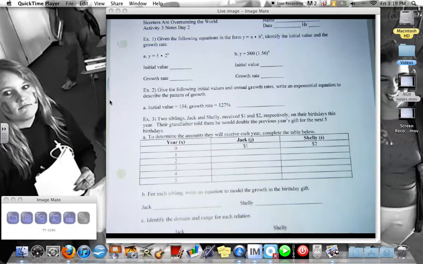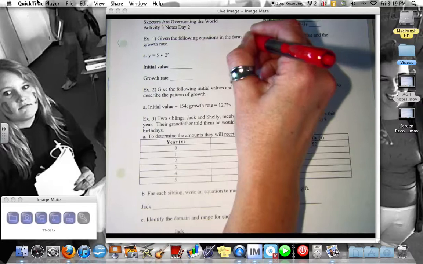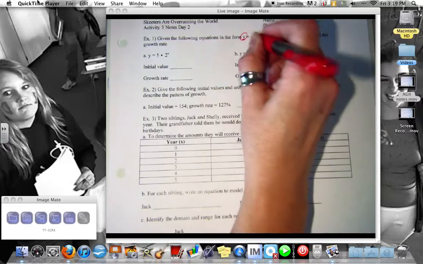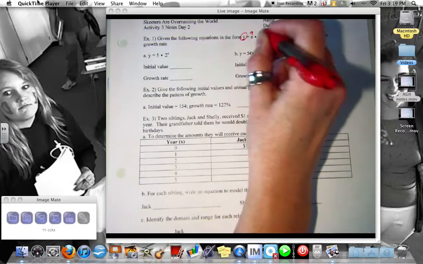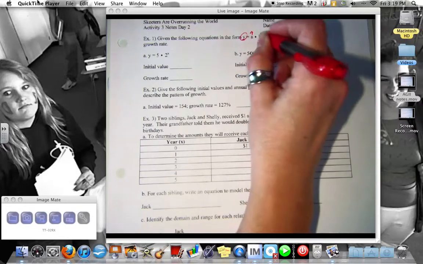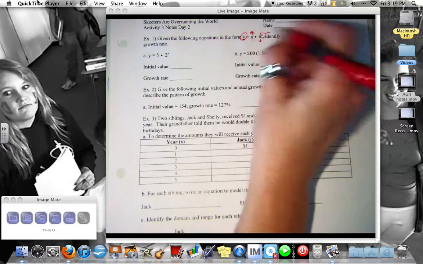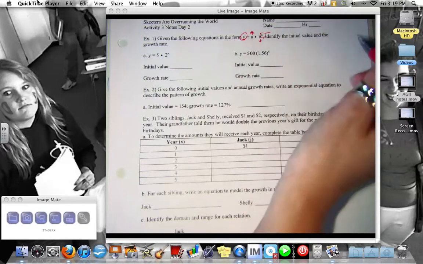Given the following equations in the form y equals a times b to the x, identify the initial value and the growth rate. So for the first one, we have y equals 5 times 2 to the x. So this gives us our total population, this gives us our initial value, this gives us our factor, and this gives us the x number or the years.